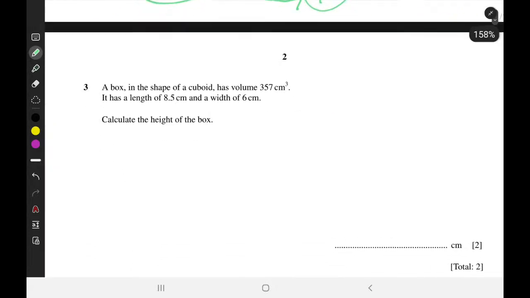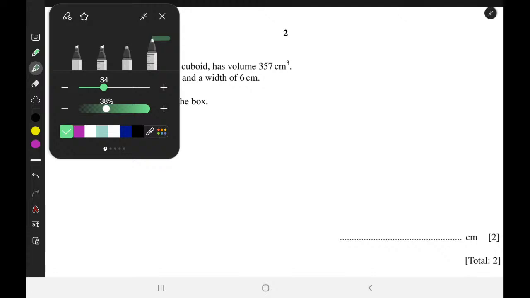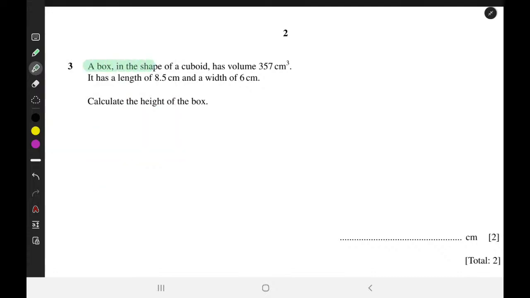Okay. So a box in the shape of a cuboid has volume 357 centimeter cube. It has a length of 8.5 centimeter and a width of 6 centimeter. All right. He's asking the height of the box.